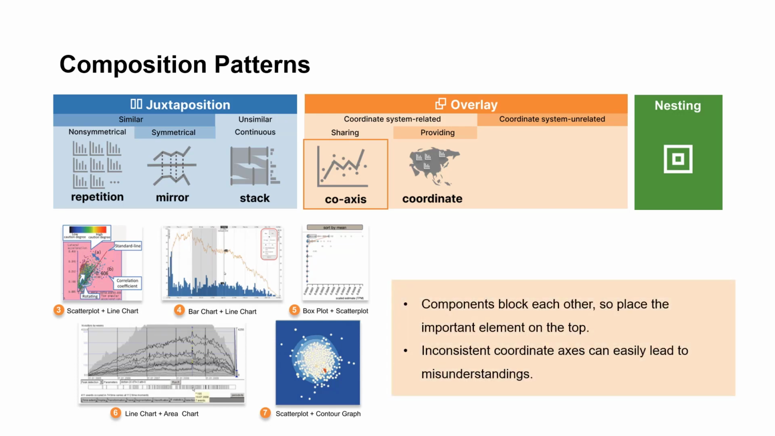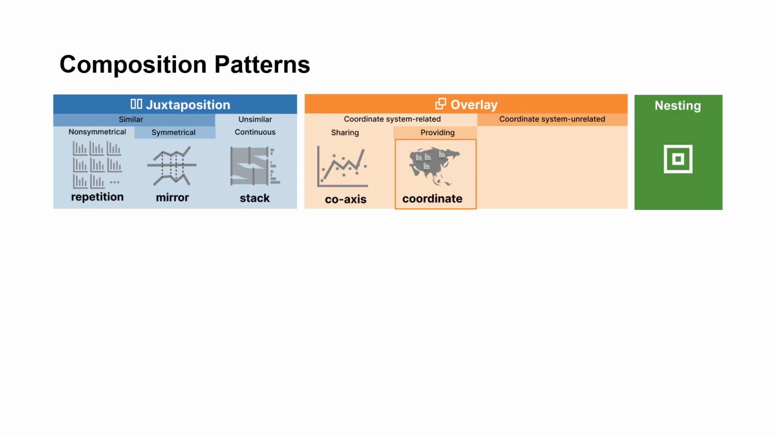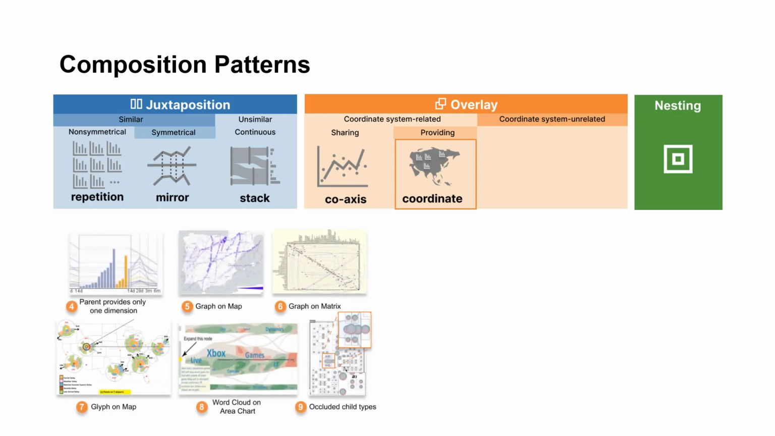Components of coaxis visualization may block each other, so important information should be placed on the upper layer. Inconsistent coordinate axes should be avoided during design. For example, sometimes there are dual y-axes, which can easily lead to misunderstandings. In coordinate visualizations, the parent component provides reference to the child component as the coordinate axis of the child component.